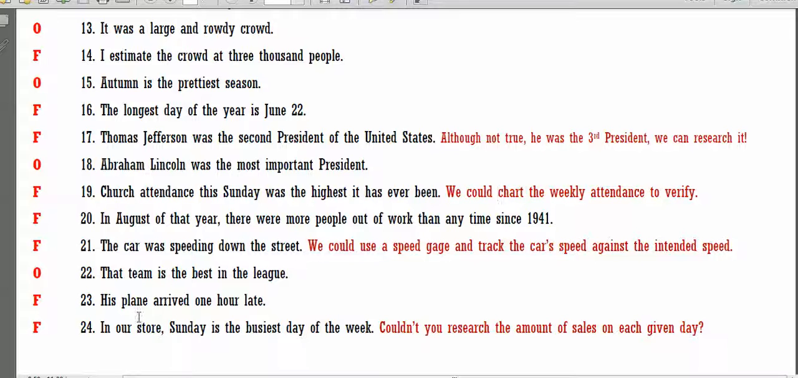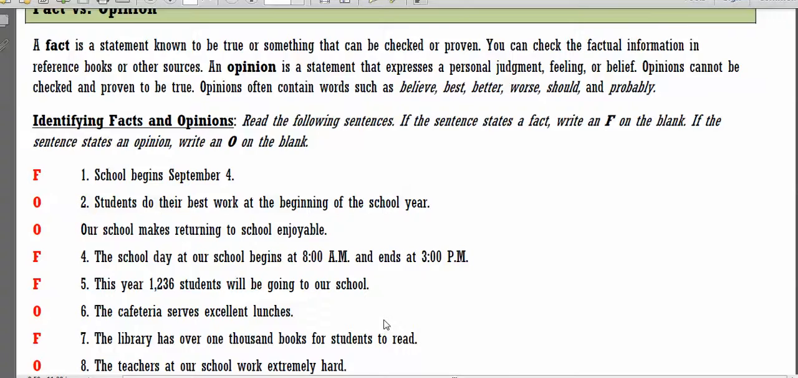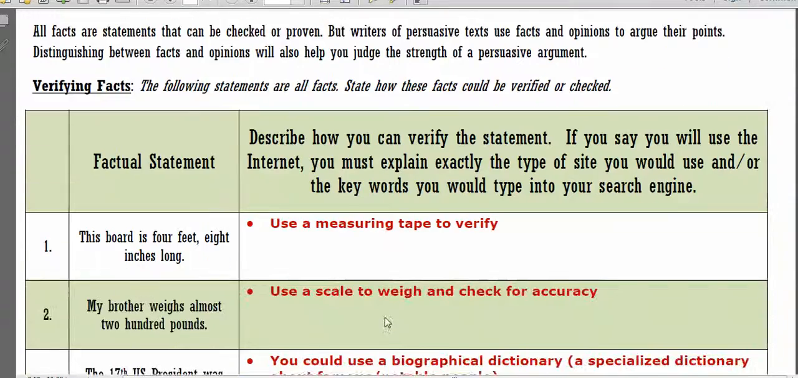And I put in here, it has in our store, Sunday is the busiest day of the week. We could research the amount of sales on each given day to determine which day has more foot traffic or more sales. Okay, that is your fact and opinion selection. There's one other piece I want to actually add to this, and it's this piece about verifying facts.